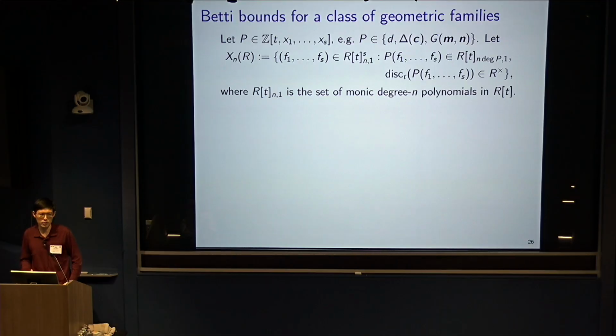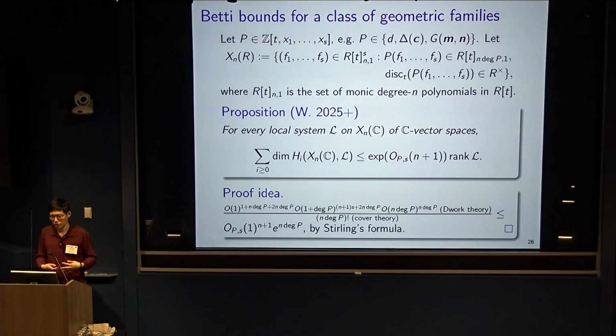Finally, let me mention maybe some modest progress on more general families. So you can prove exponential Betti bounds using Dwork theory, cover theory, and Stirling's formula. So this is exponential, yeah. The enemy is in Dwork's. At first, it looks bad because you have n to the n in the Dwork theory, but you're dividing by n factorial since you don't care about the order of the roots.